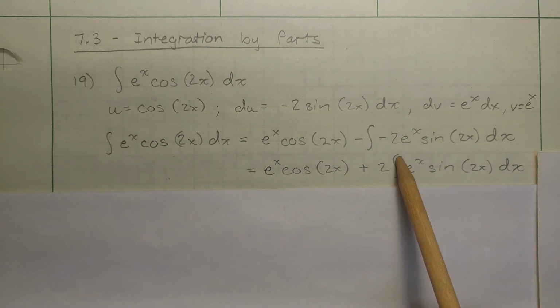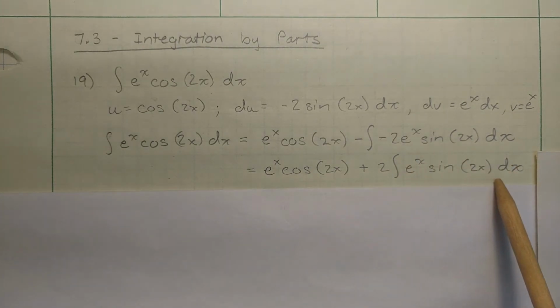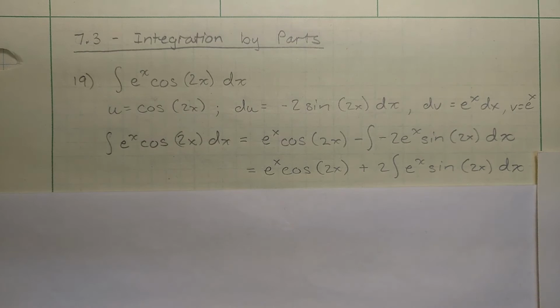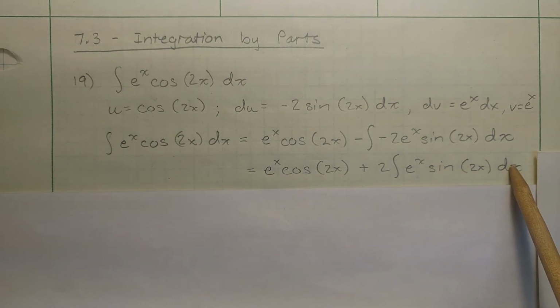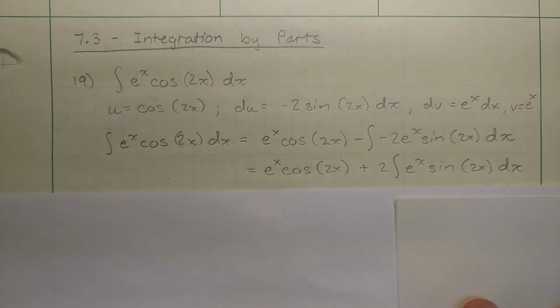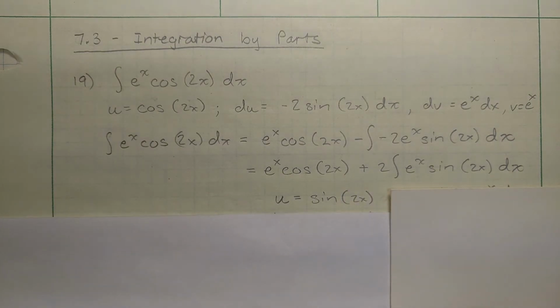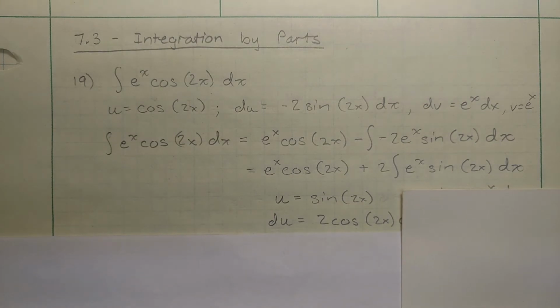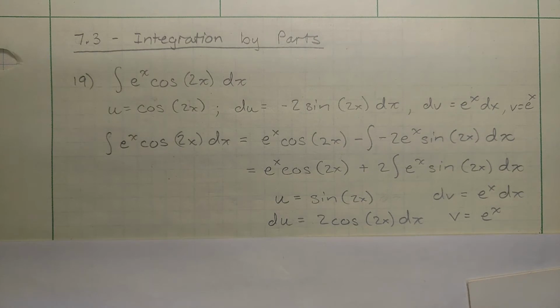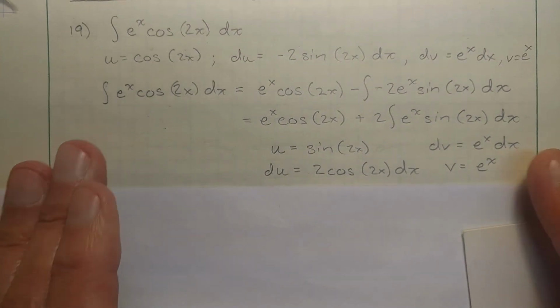So now I'm going to look at this integral here, and I'm going to do integration by parts on this integral right here. Once again, I'm going to let this e to the x dx be my dv, because that'll be an easier integration, and I'll let the sine of 2x be my u, because then that'll be an easier differentiation. So u is my sine of 2x, which makes my du 2 cosine 2x dx, and there's my dv and my v. So now I'll go ahead and apply this again.